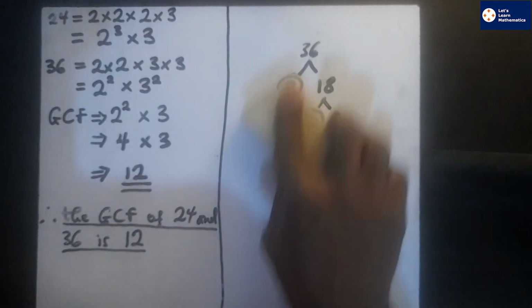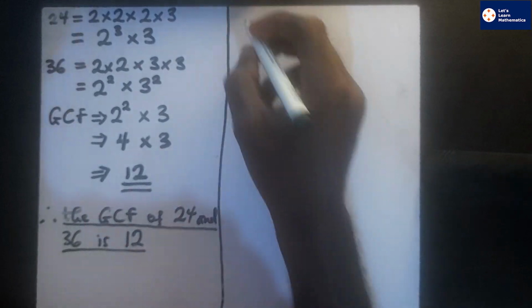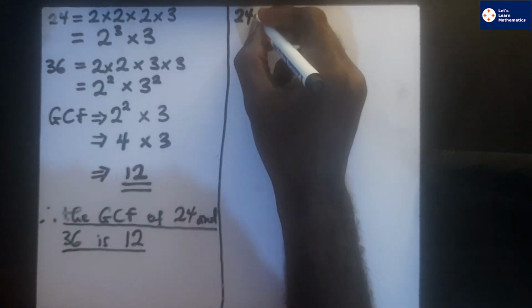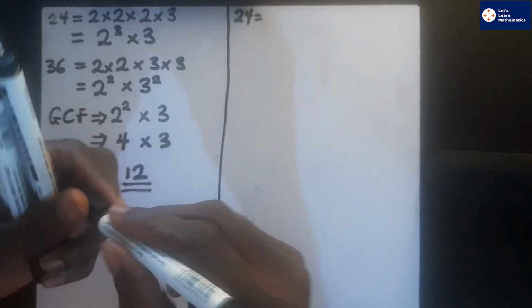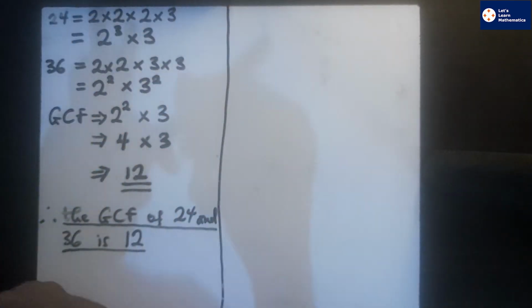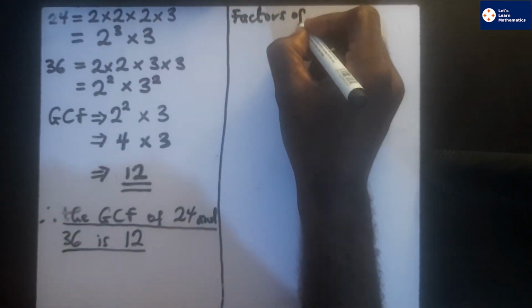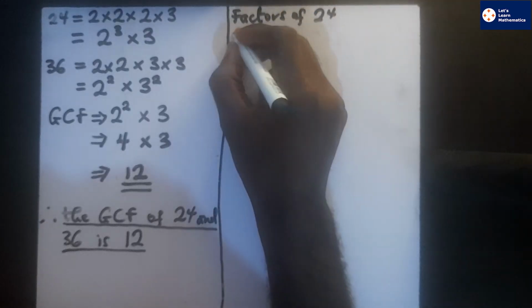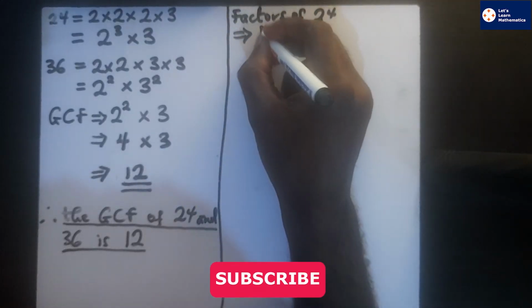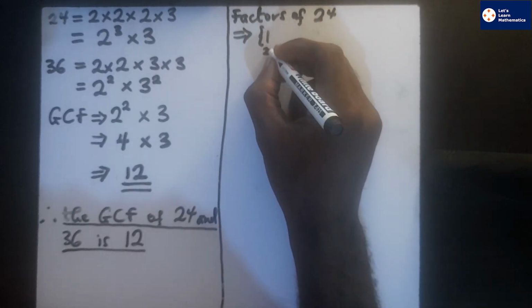Now let's look at the listing method. The previous one was when we were using the prime factorization. This time we're going to use the listing method. So when we have 24, we are listing the factors of 24. So let's solve the question. Factors of 24. If we are listing them, the first factor of every number is 1, and the last is the number itself.